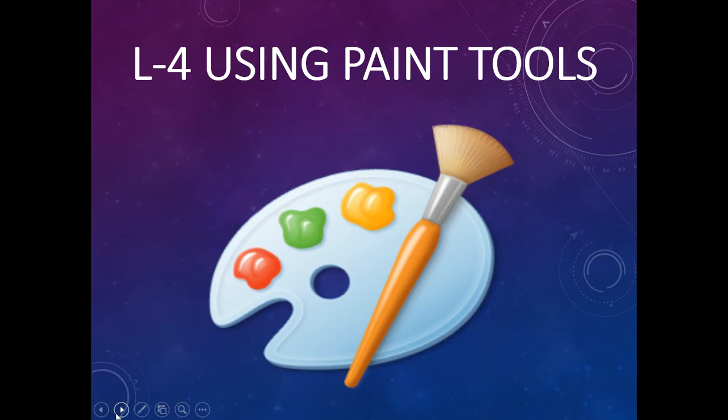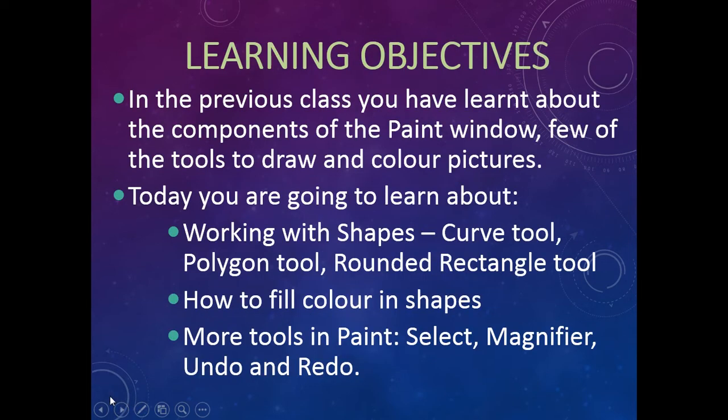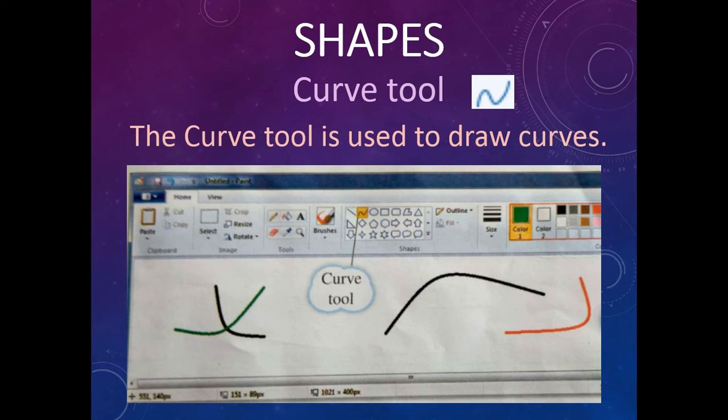Today we are going to learn lesson number 4, that is using paint tools. In the previous class you learned about the components of the paint window, that is the parts of the paint window, and a few of the tools to draw and color pictures. Today you are going to learn about working with shapes, that is the curve tool, polygon tool, rounded rectangle tool, and how to fill colors in the shapes, more tools in paint, that is select tool, magnifier tool, undo and redo options. So let us start with the video.